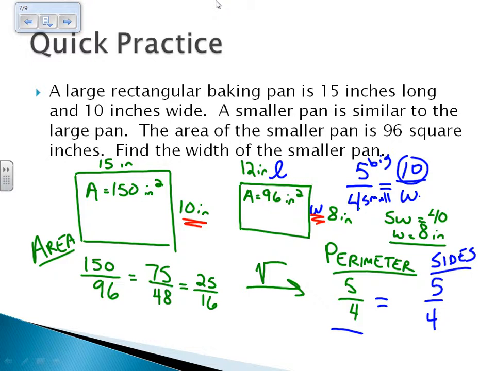Okay? 5 to 4 is the ratio of the big rectangle to the small. 5 to 4 is the ratio of the sides, which we found down here. Right here. So we found this first going across this way. Which rectangle? Big or small? 5 to 4 is the ratio of both. The big one to the small one, 5 to 4.